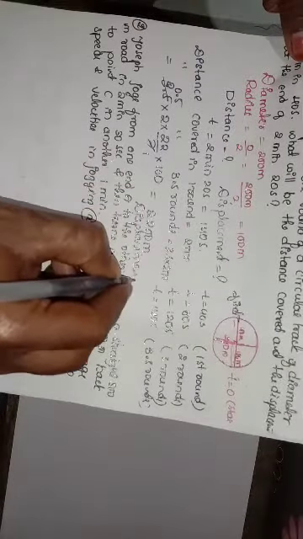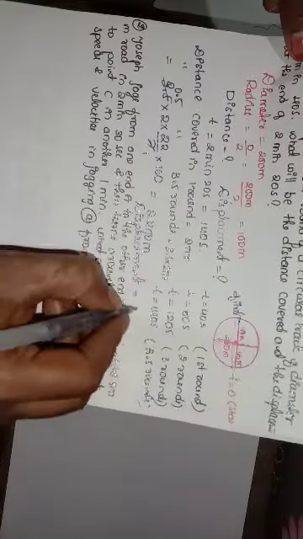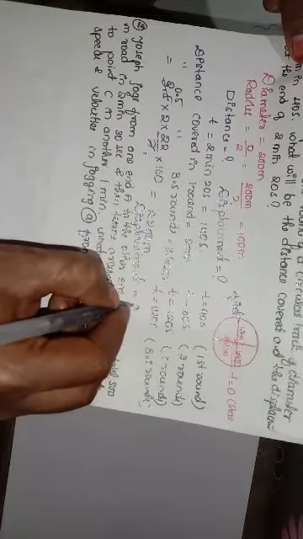So what is the displacement? Displacement is the shortest distance, right? The shortest distance between the initial and final position is the diameter. How much is the diameter? 200 meters. So displacement is equal to 200 meters. Okay, so this is a problem. Understood? So let us move to the second problem.